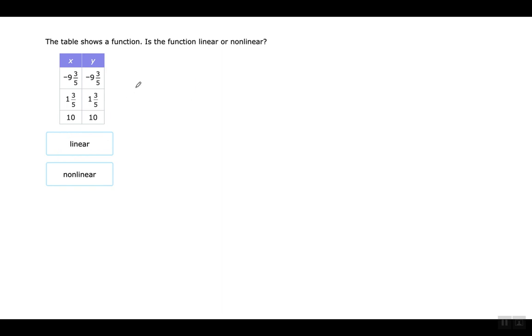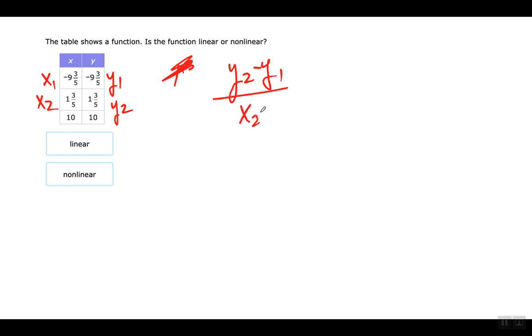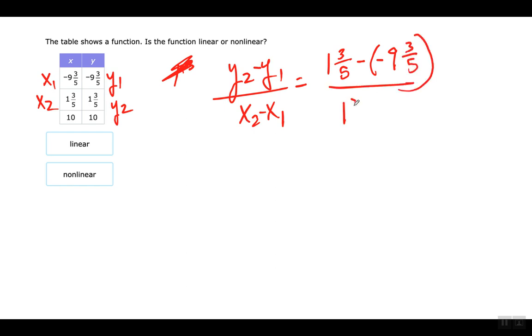Okay, look at on the top, it's going to be 1 and 3/5. Let me just write this for a second. X1, Y1, X2, Y2. All right, so the formula is this. Y2 minus Y1 over X2 minus X1. So on the top, it's going to be 1 and 3/5 minus negative 9 and 3/5. And on the bottom, it's going to be the same exact thing.